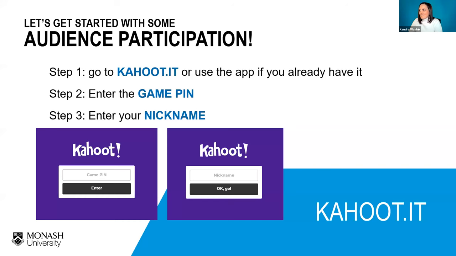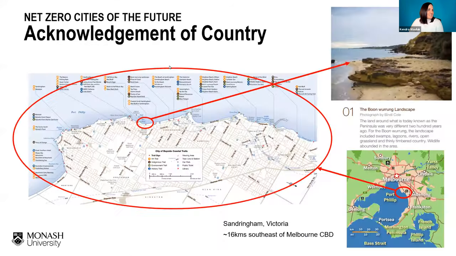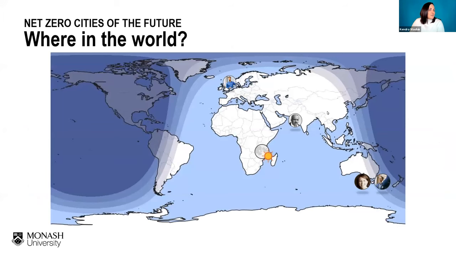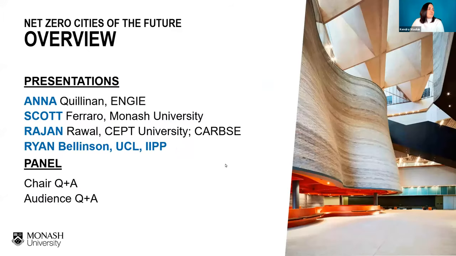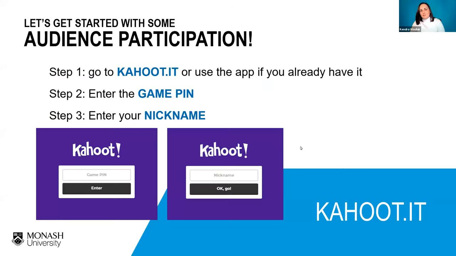I haven't shared my screen. I've been doing all these slides and you can't see my screen. Thank you, Scott. Sorry. I'll go back and show you what you missed. Hang on. So this is a picture of the coastline. This is the Bunurong landscape. Here's where we're in Melbourne. Here's where everybody is in the world. That's our speakers. And now we've got audience participation.